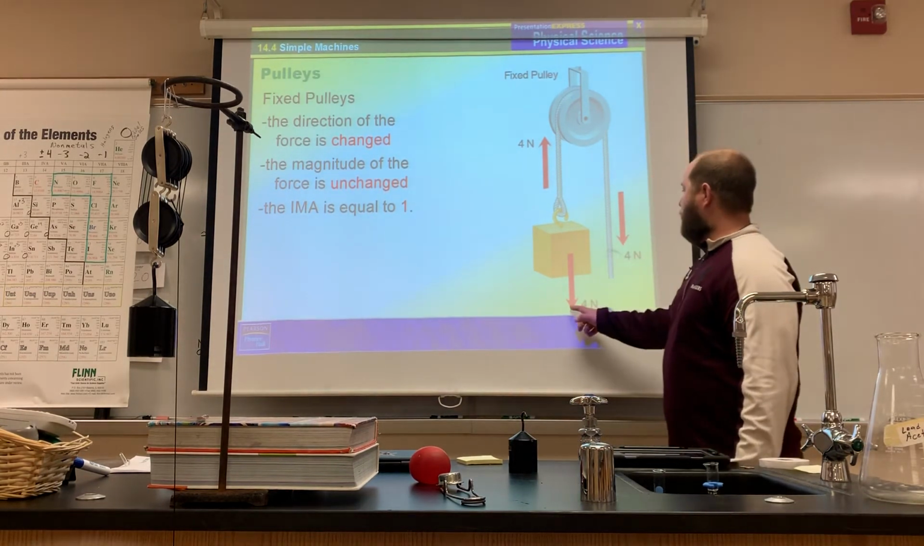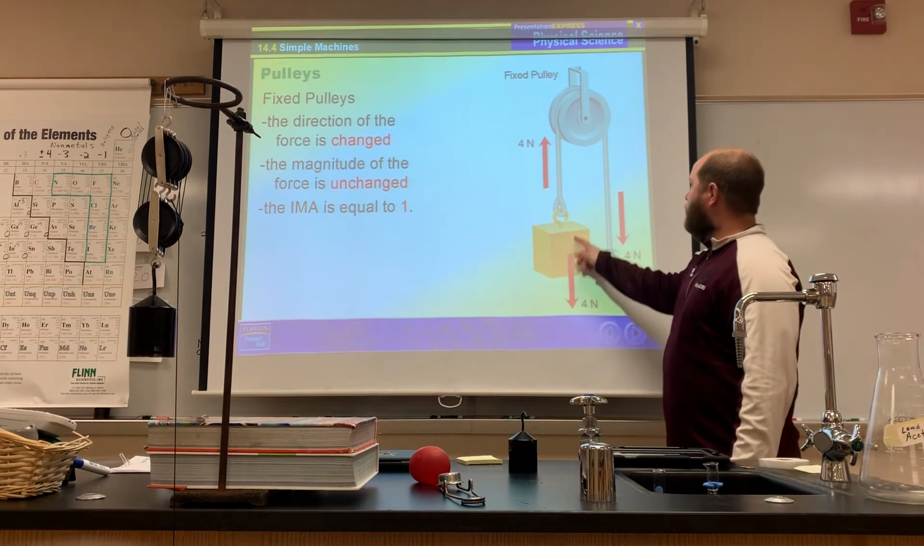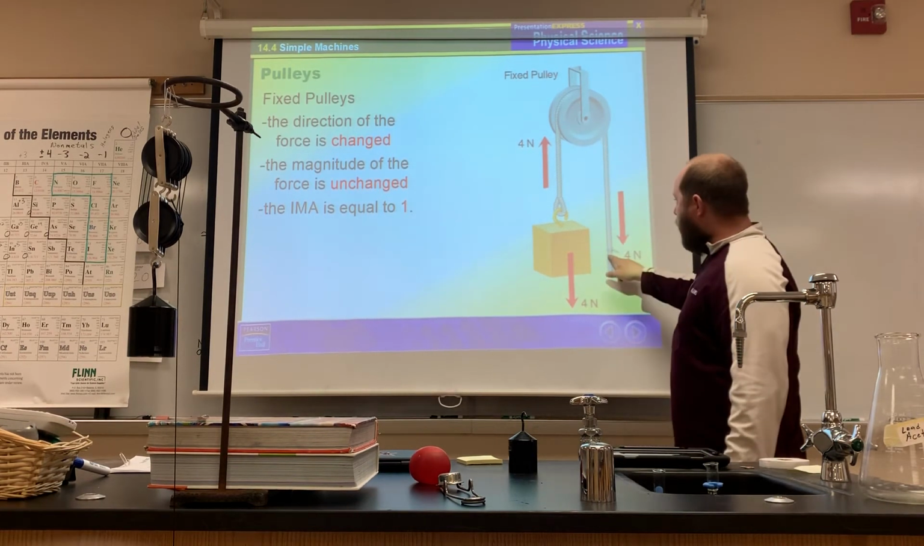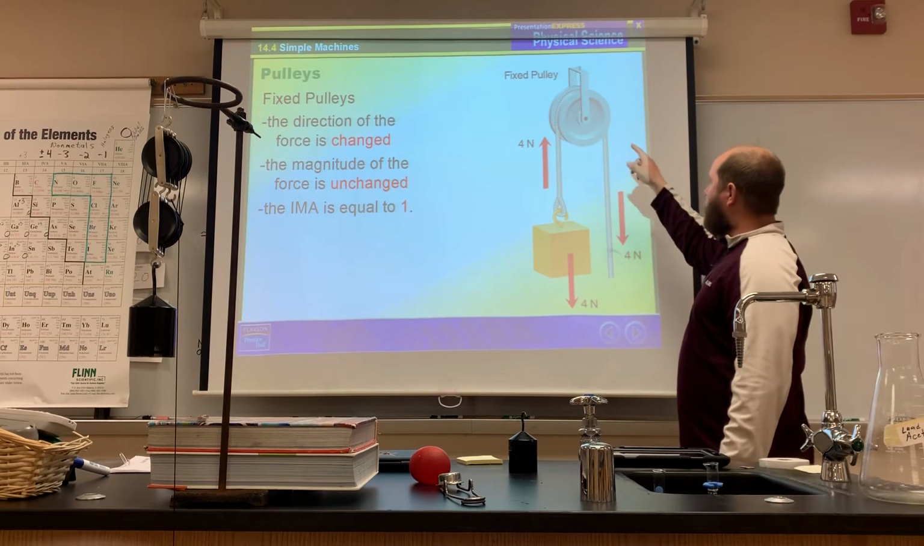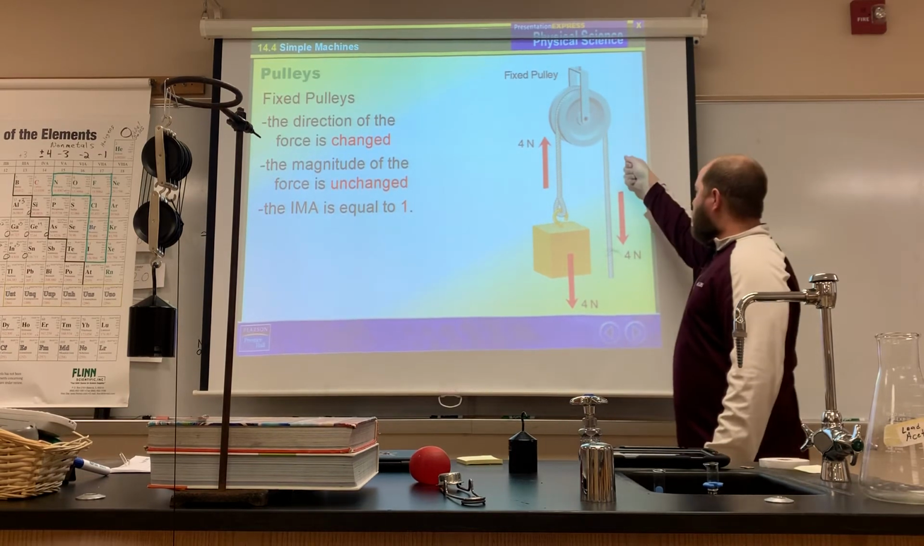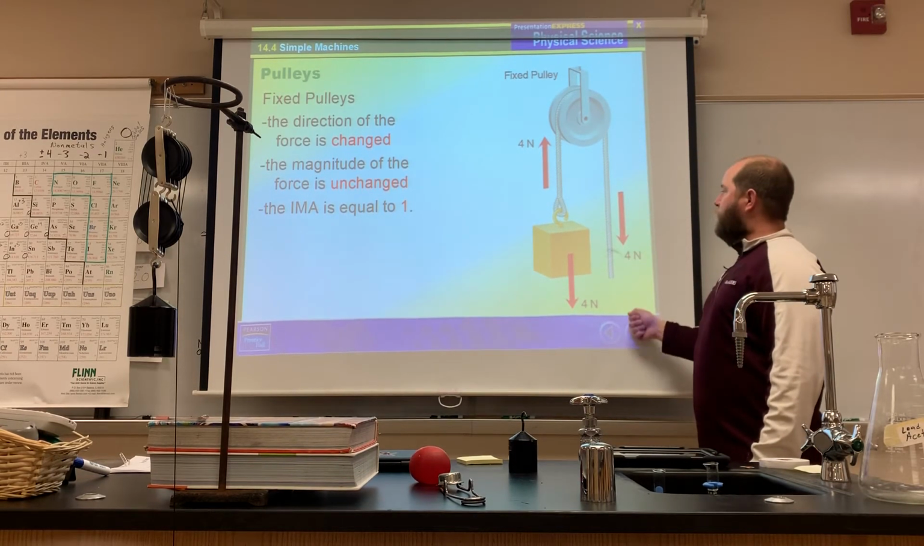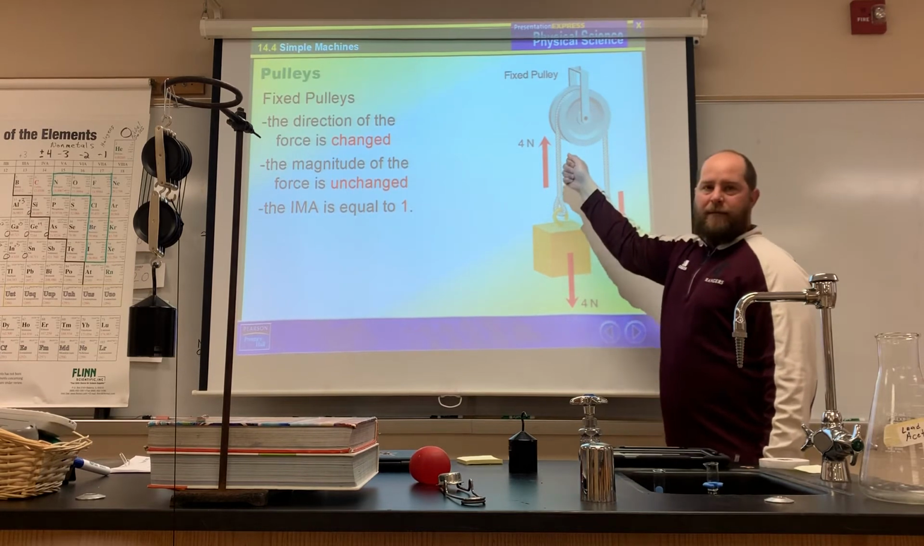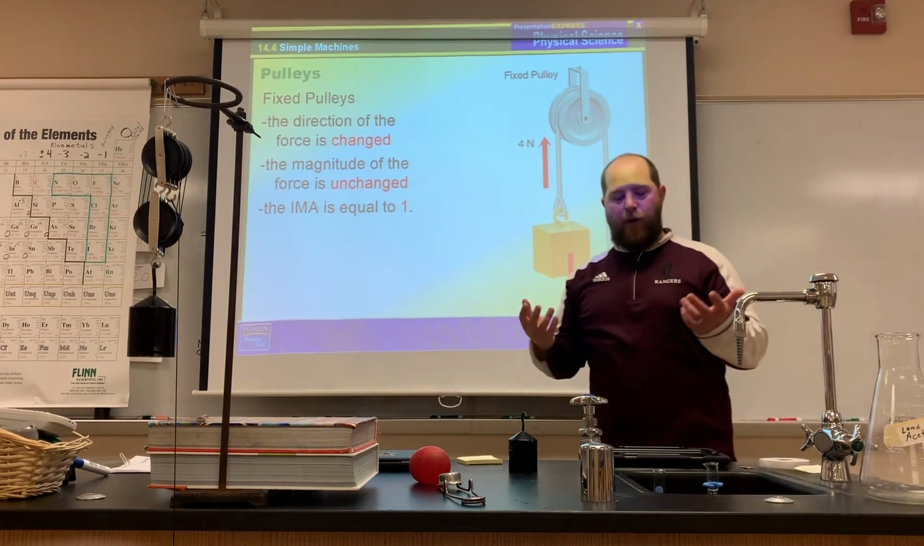So for example, if you've got an object that weighs 4 newtons and it's wrapped around one fixed pulley, meaning this isn't going to move, it's going to take 4 newtons of force to lift it up. So 4 divided by 4 is 1.